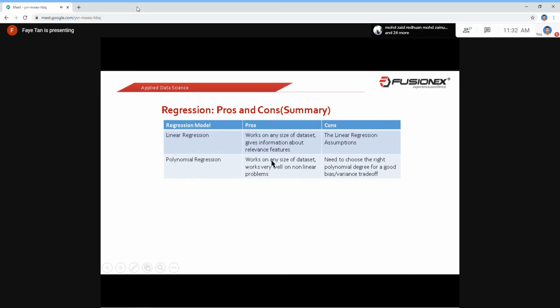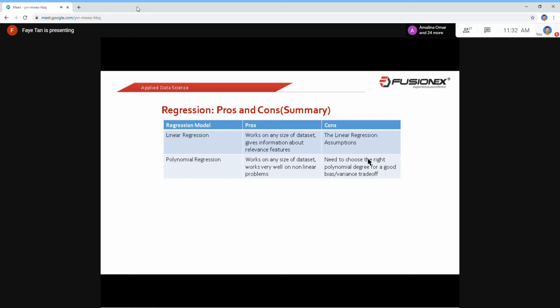Polynomial regression works on any data set also, and very well on nonlinear problems. But you need to choose the correct degree, else the result won't be good either. So the techniques have their pros and cons, and you have to make adjustments and decisions. Normally, the decisions come from the accuracy. That's why there's one section you are going to learn on studying how good the model is.